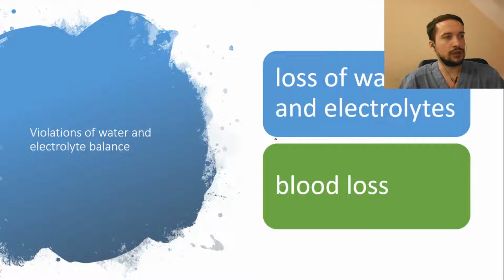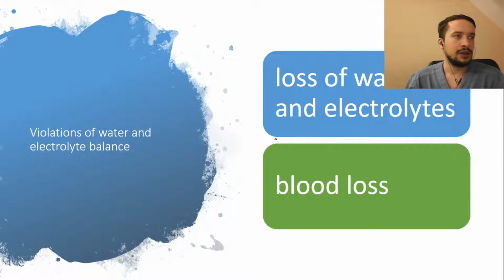Okay, the next one is violations of water and electrolyte balance. It can happen at the first day after surgery. It can happen if the patient has some disease which can lead to violations of water and electrolyte balance. For example, pyloric stenosis, or maybe the high age of the patient, or maybe some cardiac pathology or lung pathology.